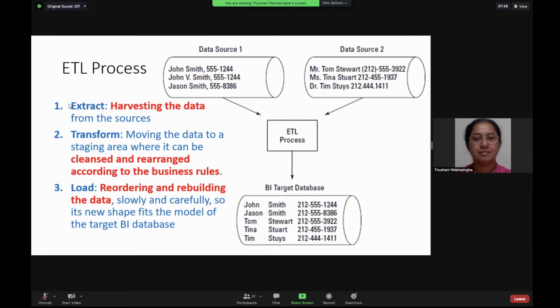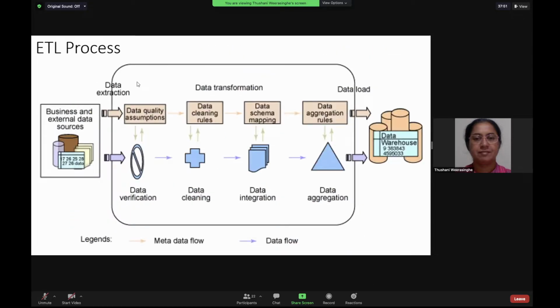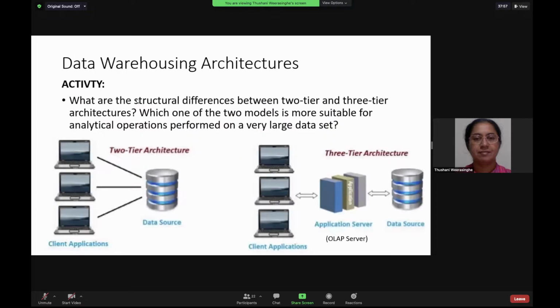Here this one you know. If you have any questions you can ask. Then the ETL process is there, and then you have the data warehousing architectures. There are different types of architectures. You can use 2-tier, 3-tier, but 3-tier is the heavily used one, the best as well. Why do you think that 3-tier architecture is best?